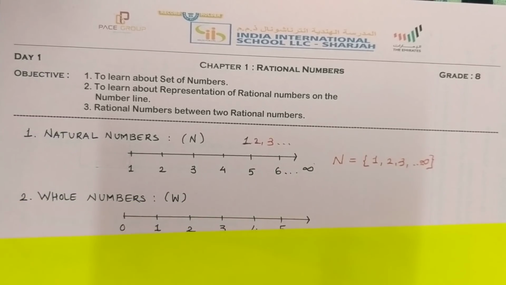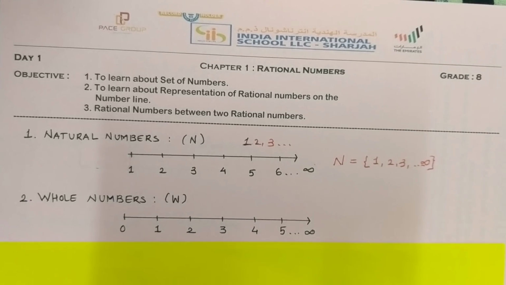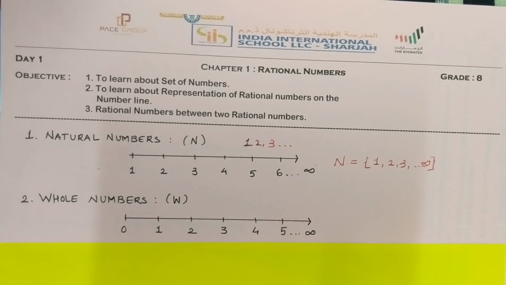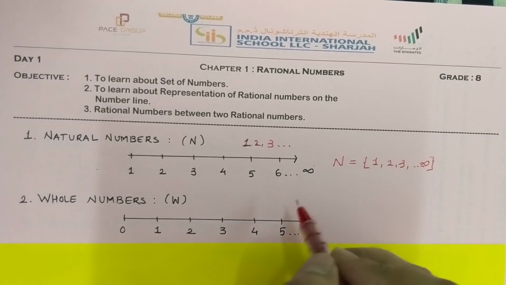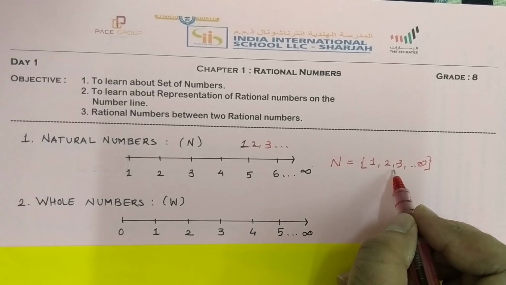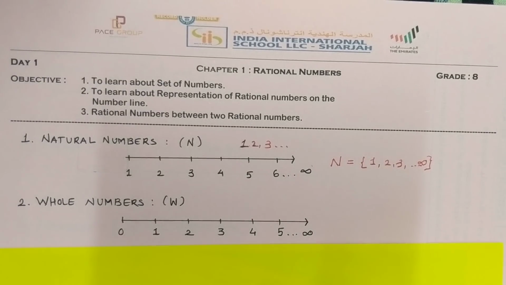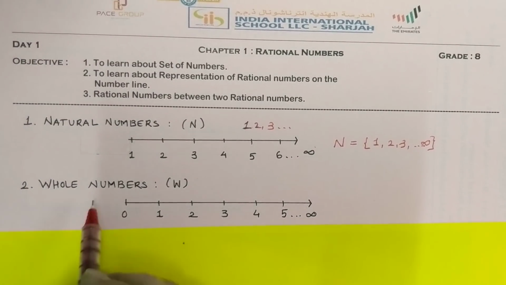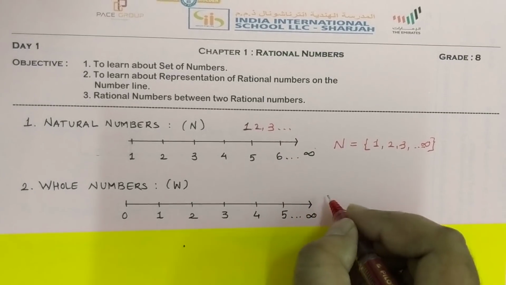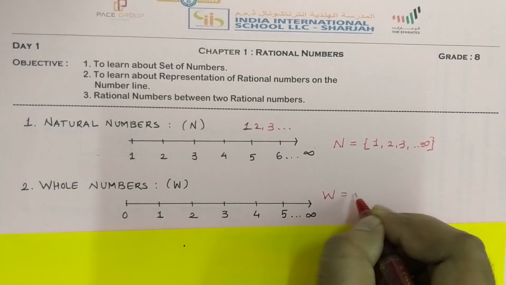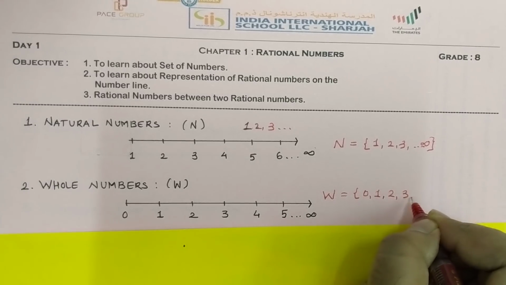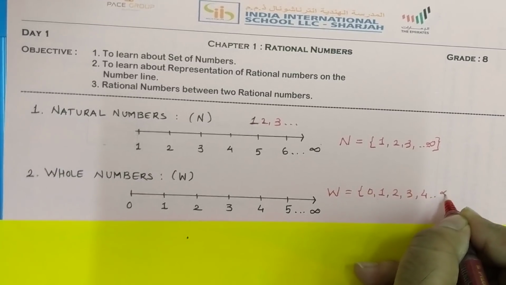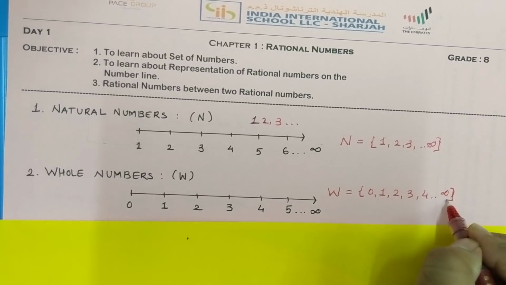Then we will focus on the whole numbers. So what are whole numbers? If you observe, the whole numbers, which are denoted by W, are formed if you include 0 in the natural numbers. So this is the whole numbers, denoted by W. We can write W equal to, in curly brackets, 0, 1, 2, 3, 4, and so on up to infinite.